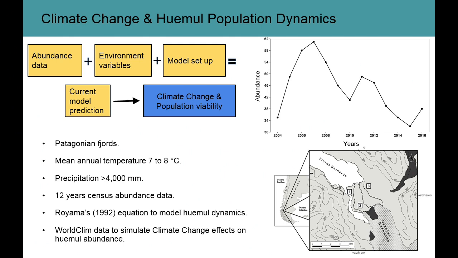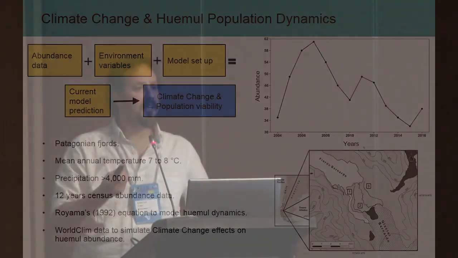We use data from a population in the fjord of southern Chile, where there is a collection of more than 12 years of census data. So we used an ARIMA model to see which climatic or environmental variables are affecting the dynamics of these animals and what type of dynamics is driving this population.